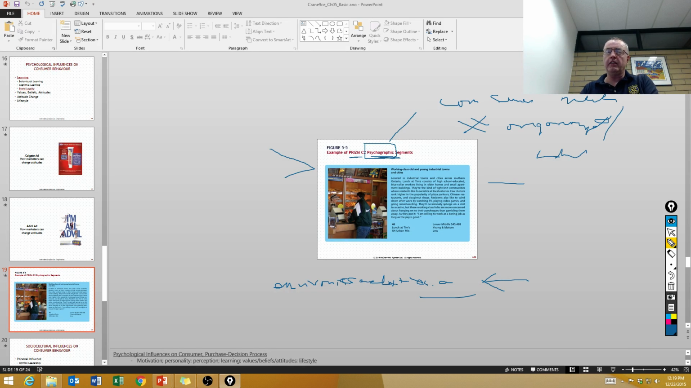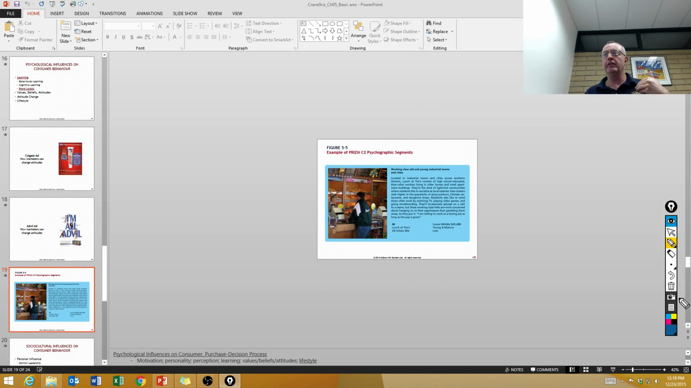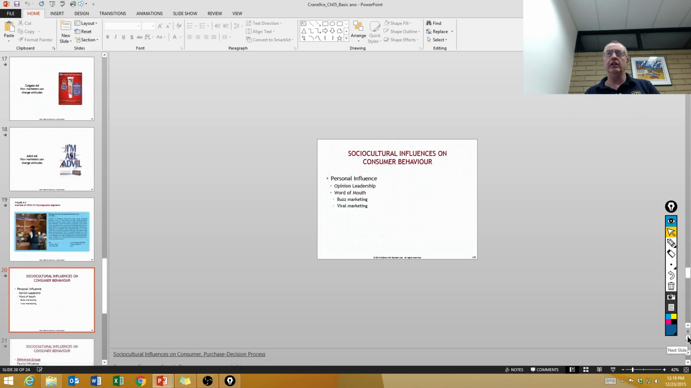Okay, so the final section of Chapter 5 deals with the socio-cultural influences on the consumer purchase decision process. And just as with the psychological influences, which had 6 sub-factors, there are also 6 sociocultural sub-factors that influence the consumer purchase decision process.